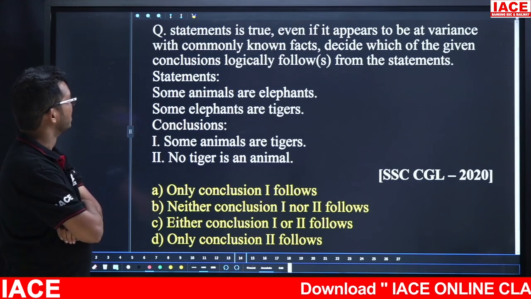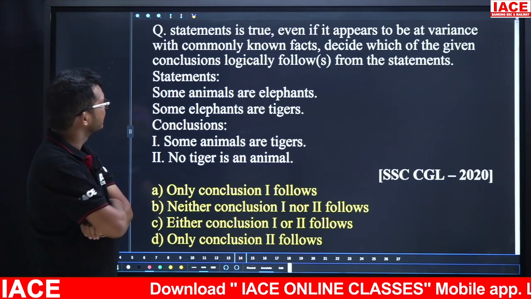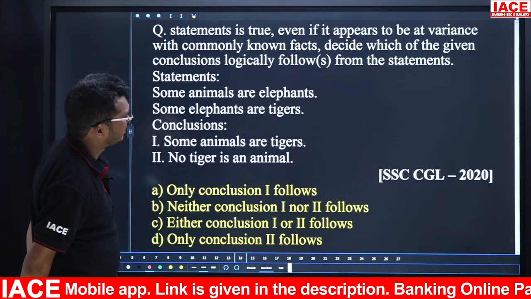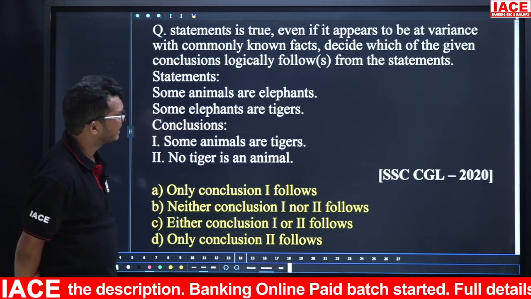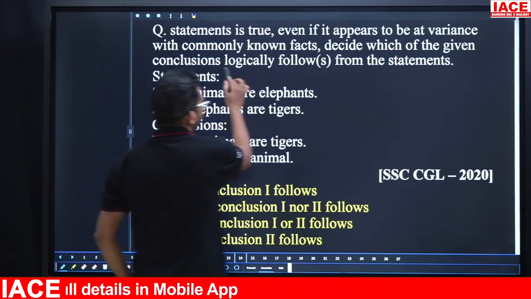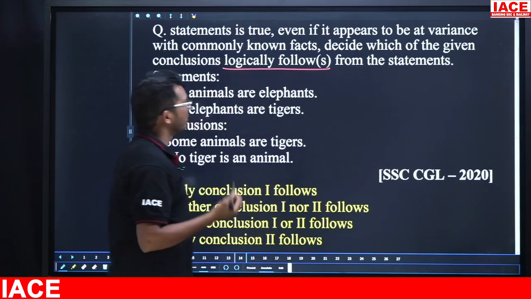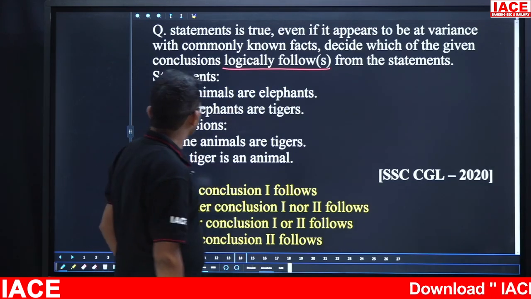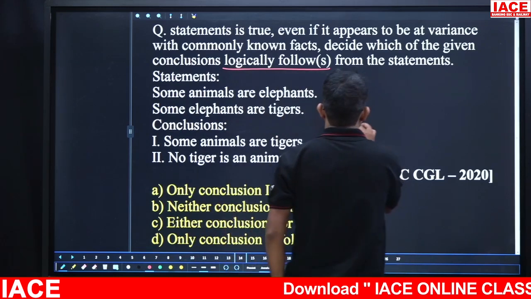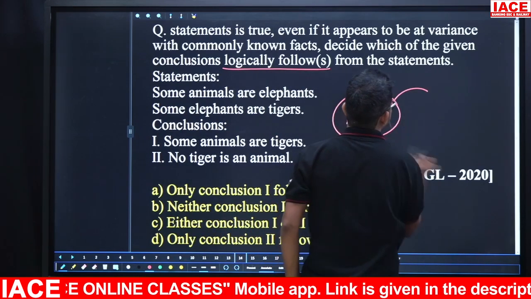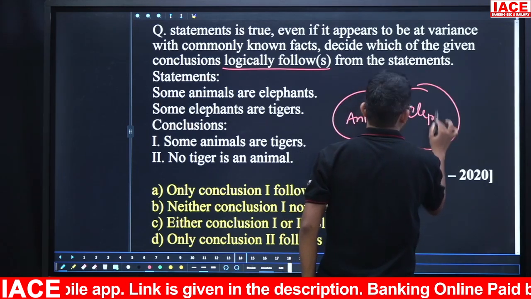Now time up. So the question is from Syllogisms. Statements are true even if they appear to be at variance with commonly known facts. Decide which of the given conclusions logically follows from the given statements. So our requirement is logically follows, that means true conclusions. Take the given statement: some animals are elephants. Friends, take animal. Some part of animal is an elephant.